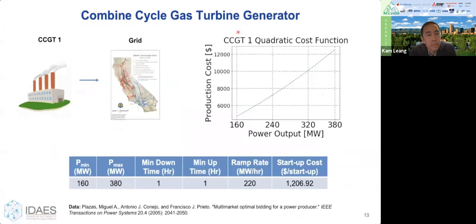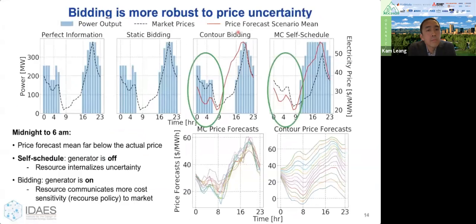So let's see this in action, and we look at a combined cycle gas turbine example taken from literature. Here I'm going to compare four ways of interacting in the market. First is perfect information. Blue here are power outputs. The solid black, or the dashed black line, is the actual market prices. This is the best the resource could do, but this requires knowledge of the future. Static bidding is a bid curve that's just derived from steady state costs.